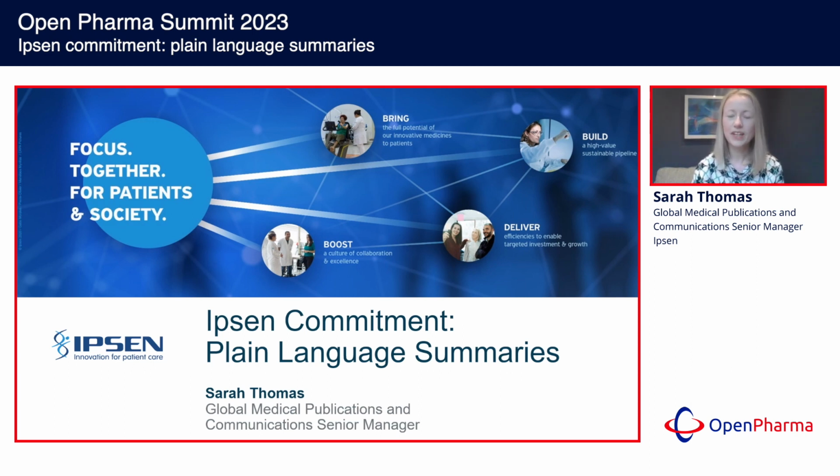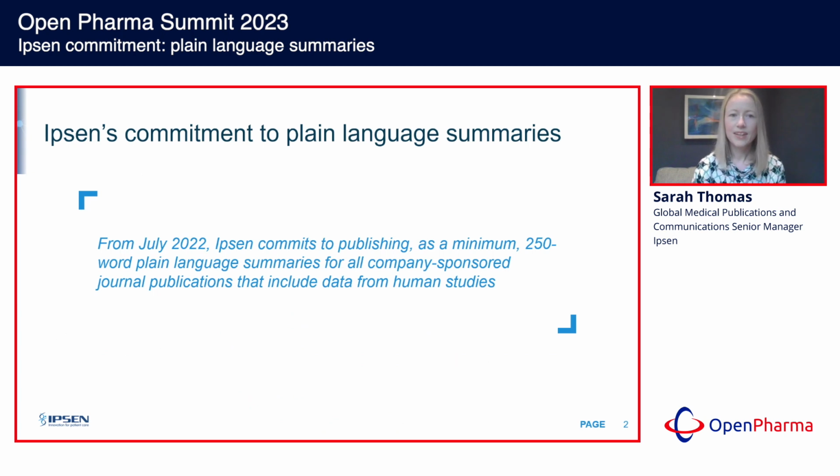I'm here to talk to you about the commitment that Ipsen made to plain language summaries and where we are since we made this commitment over a year ago. So this is the commitment that Ipsen made last year, that from July 2022, Ipsen commits to publishing as a minimum 250-word plain language summaries for all company-sponsored journal publications that include data from human studies.